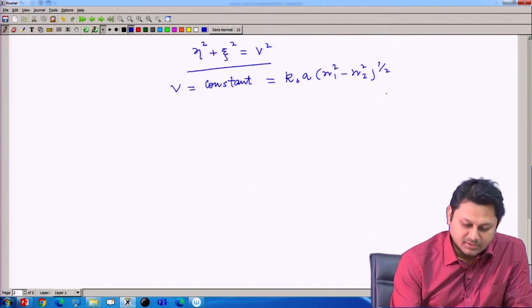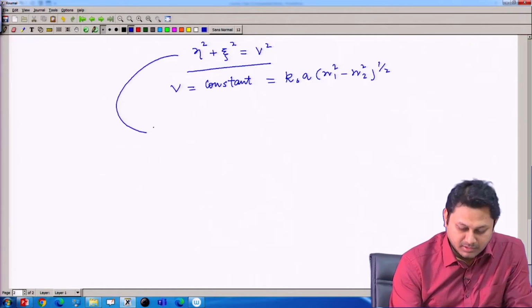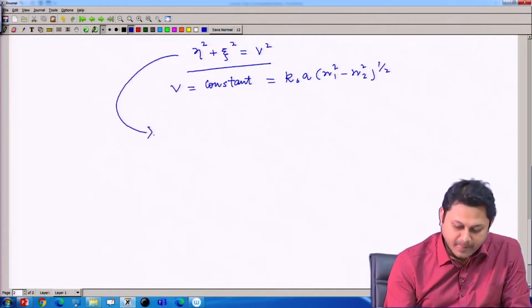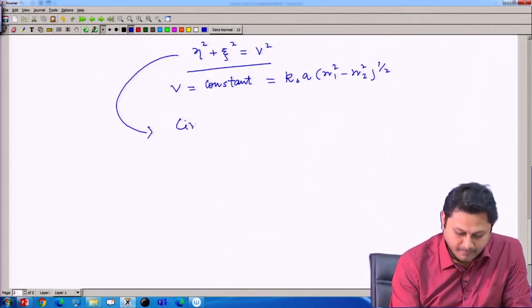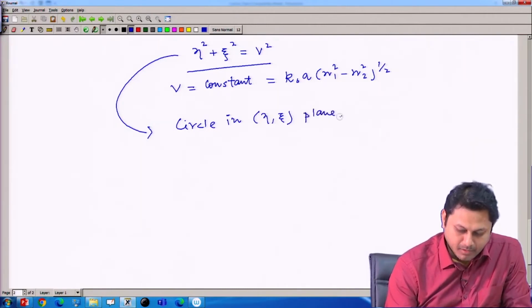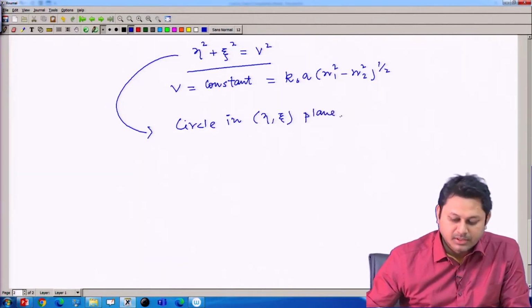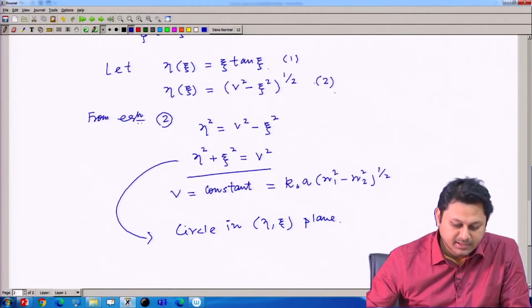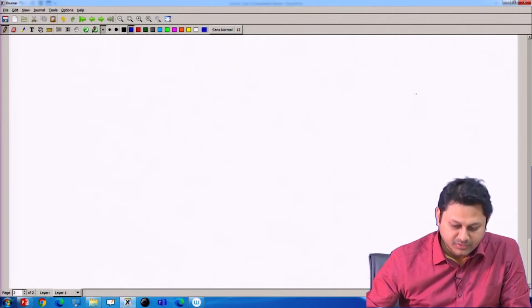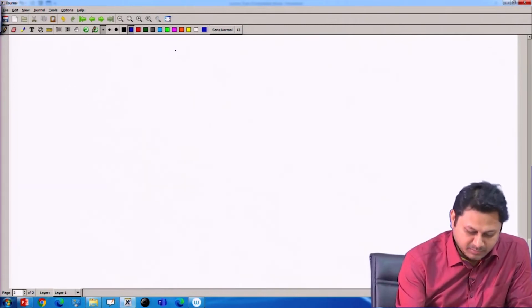So, this equation is nothing but the equation of a circle in the eta xi plane. I have two equations now: equation 2 gives me a circle and equation 1 is xi tan xi. I am going to plot these together. Let me plot it first.